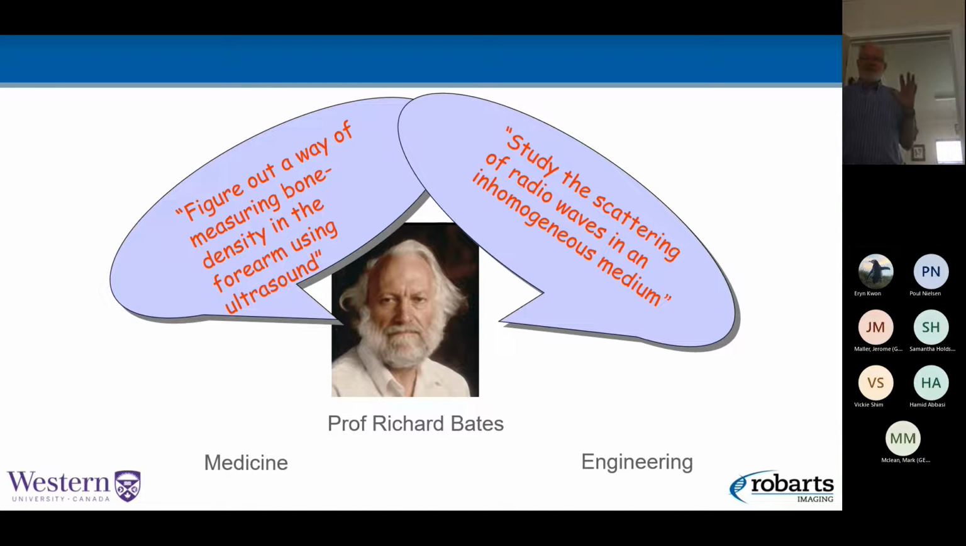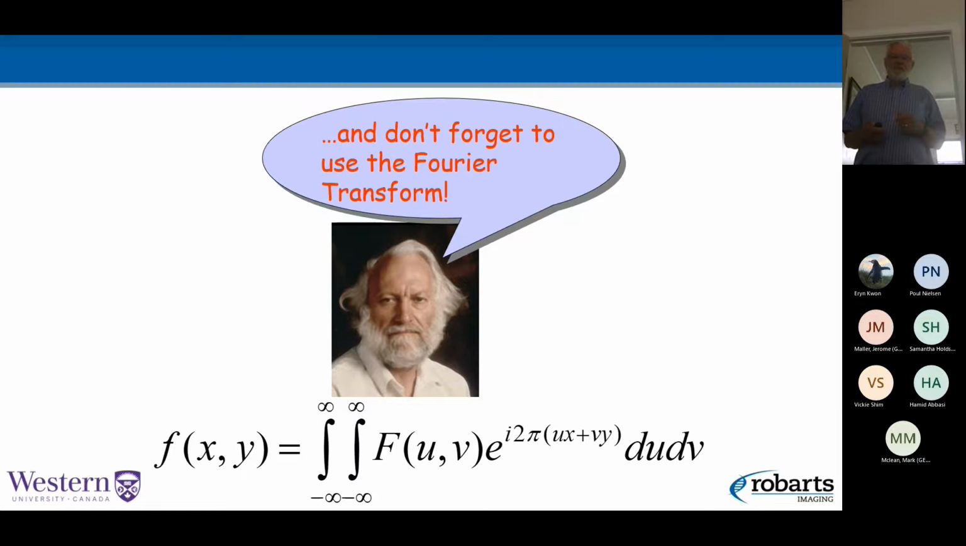Anyway, he asked me to figure out a way of measuring bone density in the forearm, and then said in the next breath, "I also want you to study scattering of radio waves in an inhomogeneous medium." I didn't even know what that meant at the time, and I didn't know what the relevance would be. "And whatever you do, don't forget to use the Fourier transform." Some of you know what the Fourier transform is all about and how wonderful it is.